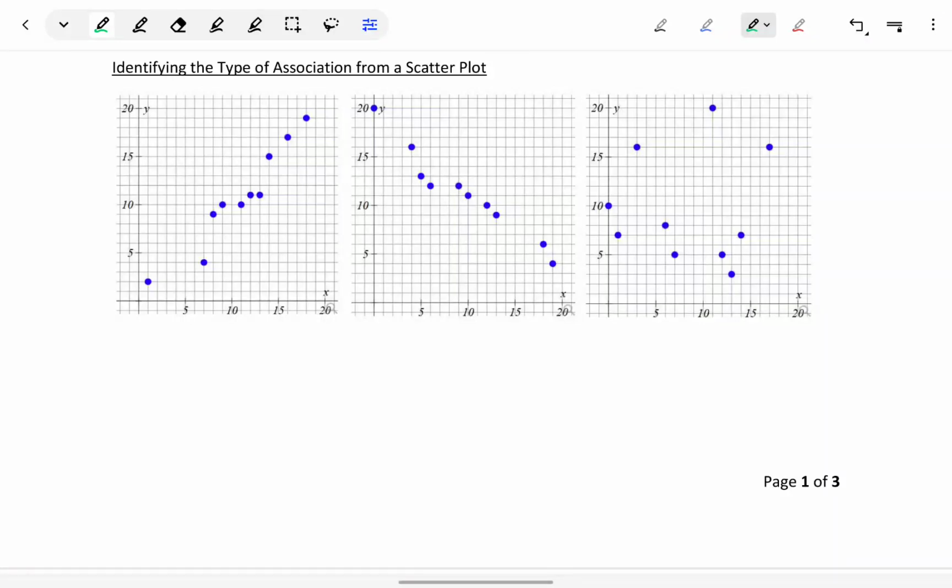Pictured here are three different scatter plots depicting very different behavior, very different patterns in how the points are collected as they're plotted. In the first graph, we can see a generally increasing pattern as we read the graph from left to right.